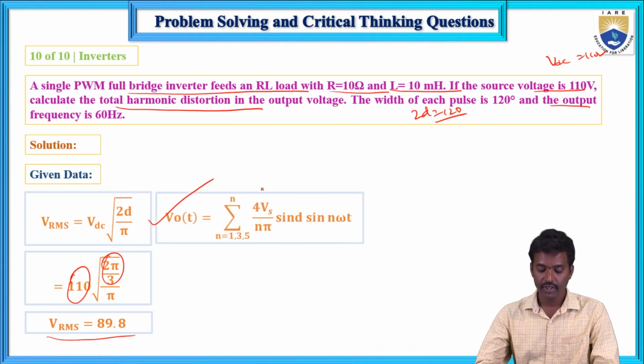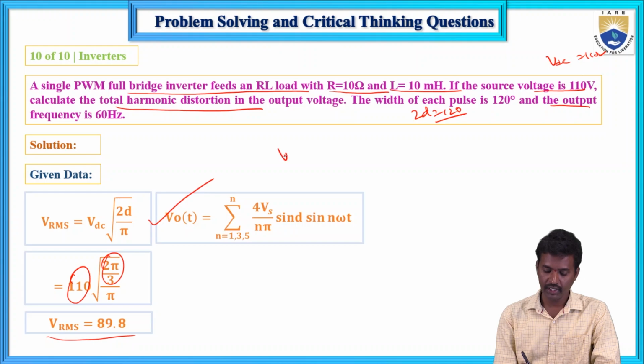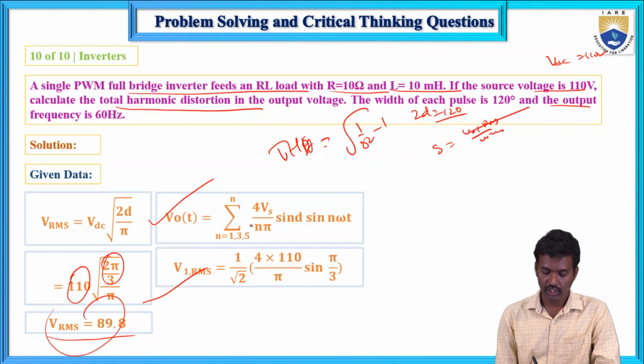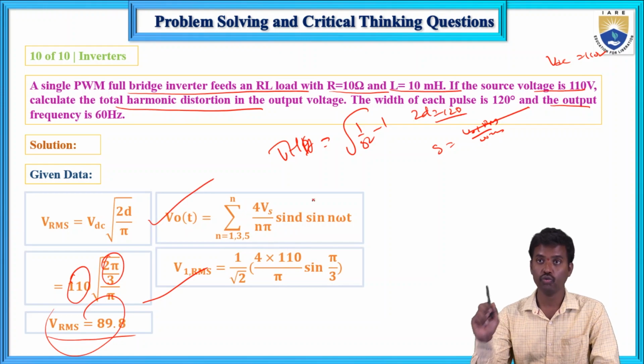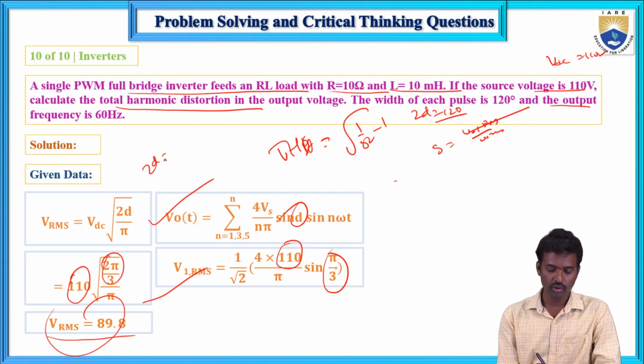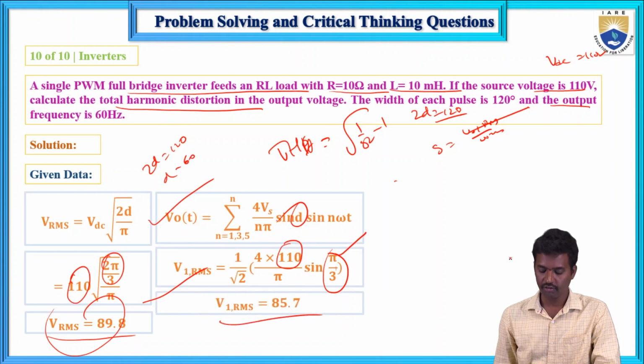So now here we need the fundamental harmonic. THD, what do you mean by THD? That equals root of 1 by G square minus 1, where G means V01 RMS divided by V0 RMS. So now V0 RMS is given, and V01 RMS you need to calculate. In this, V01 RMS equals 1 by root 2, 4 into Vs, sine of pi by 3. D here: 2D equals 120 and D equals 60, that means pi by 3. So that value equals 85.7.